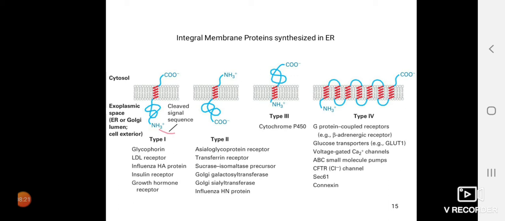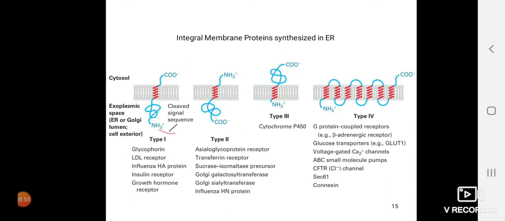The membrane-bound organelles are also going to have these particular proteins in their membrane. These proteins are categorized into four types. In a few cases they mention five types also, where they further classify the fourth type into 4 and 5.